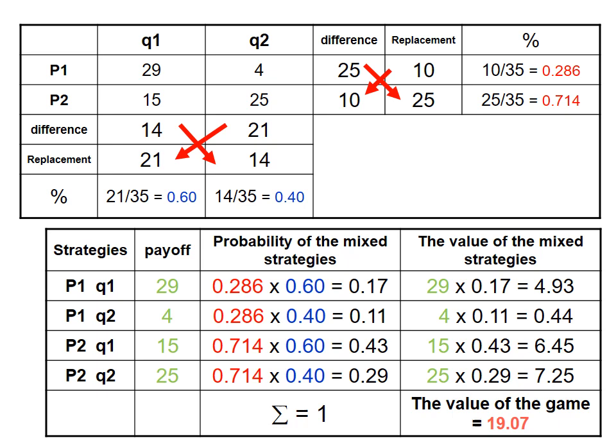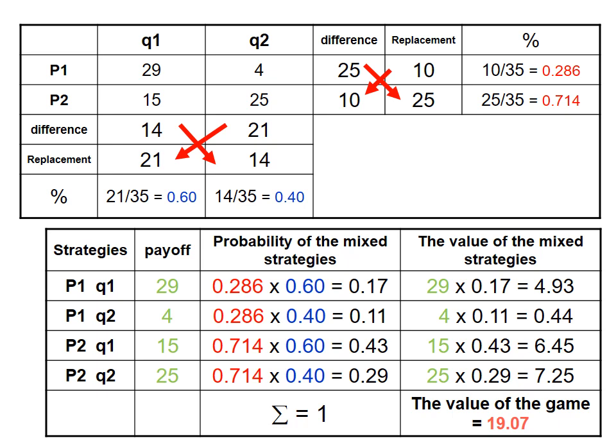The value of the mixed strategy: we multiply the probability of the mixed strategy times the payoff. The payoff for the strategy B1 Q1 is 29 times 0.17, which equals 4.93. For strategy B1 Q2, the payoff 4 times 0.11, the probability of these two strategies, will equal 0.44.